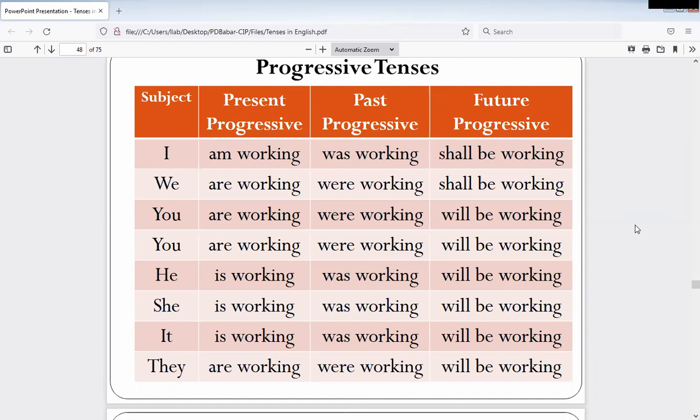She is working. She was working. She will be working. This is the future progressive.